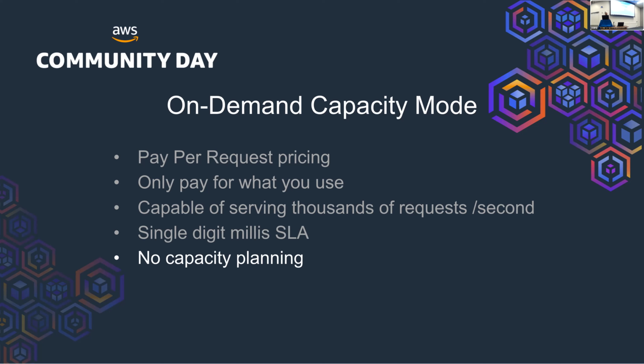So it looks like we have everything, right? So why do we need another provisioned capacity mode? The reason is that the way Amazon provides these guarantees is that it always over-provisions. And that's why the cost of on-demand is always higher.